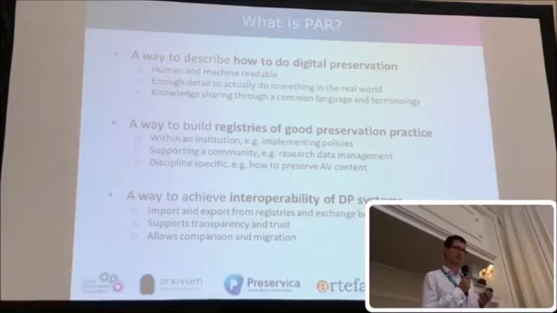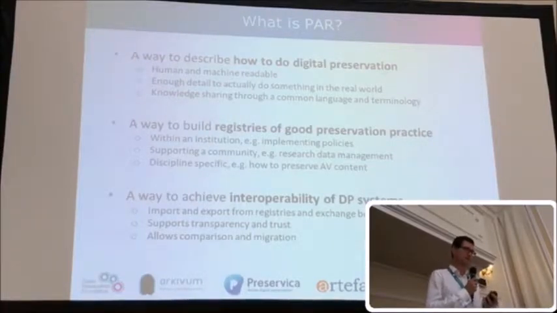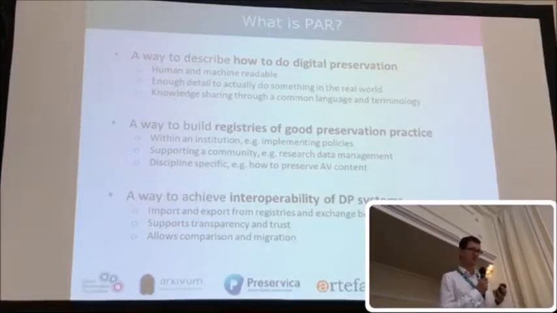So we're really trying to get down into the detail of how to do digital preservation in practice and formalize that sort of description. And once you can do that, then you can build up registries of good practice. It might be within your own institution, describing how you're going to implement your preservation policies through specific preservation actions. It might be JISC, through their Open Research Hub, building a registry of preservation practice for research data. It might be a community that specializes in different types of content like audiovisual. Or it might be within a digital preservation system, its own registry of how it does digital preservation.